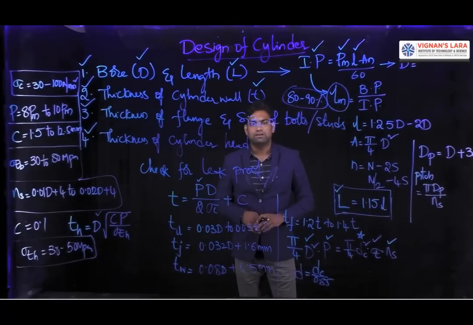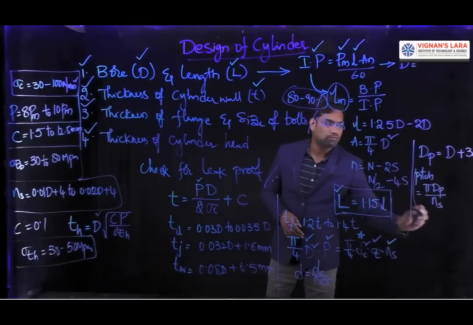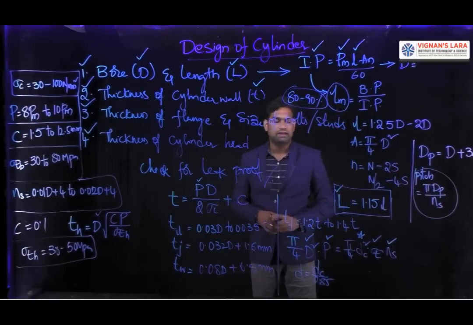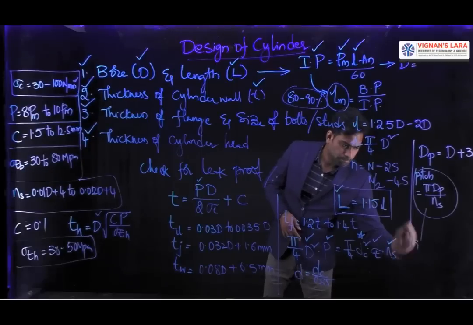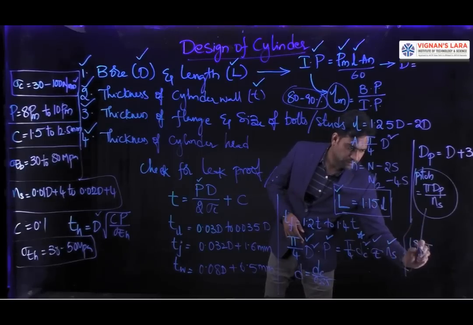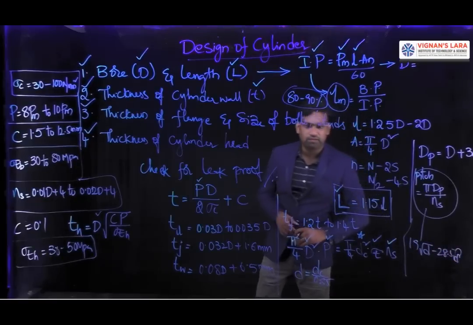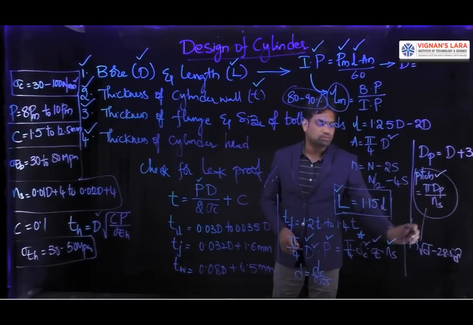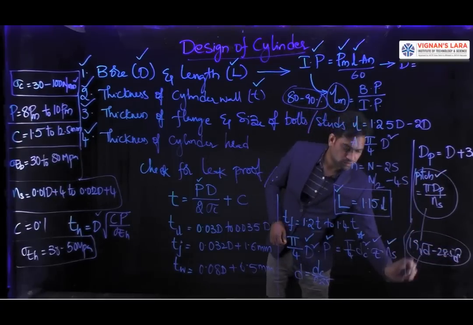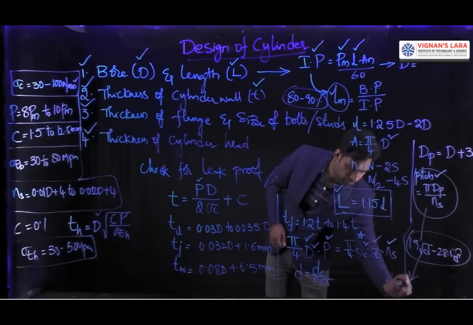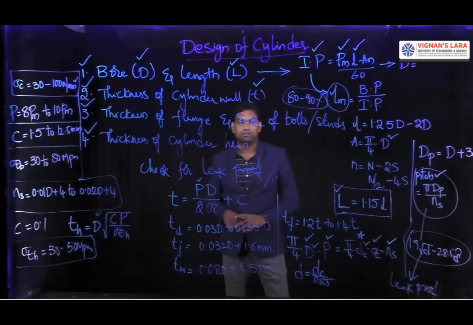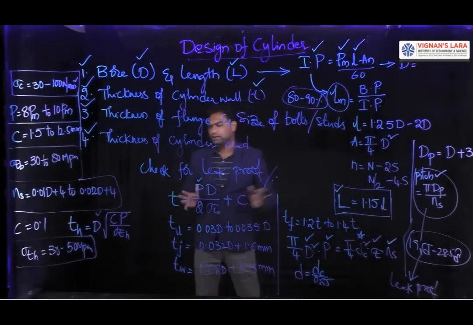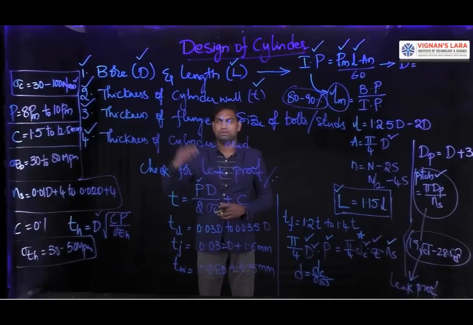So our calculated value of pitch should be within the range of 19 root d to 28.5 root d. Our calculated pitch of bolts or studs should be within this range, then only the joint is a leak proof joint. Clear?